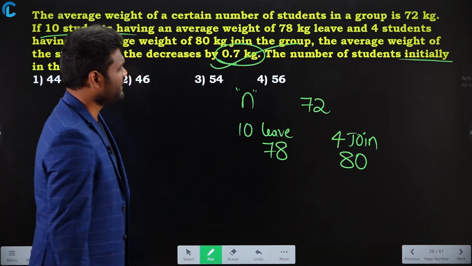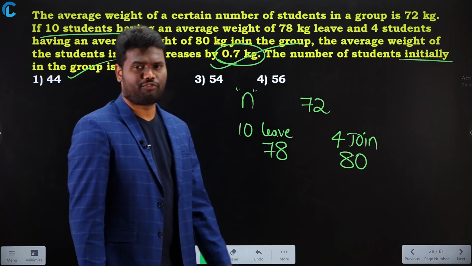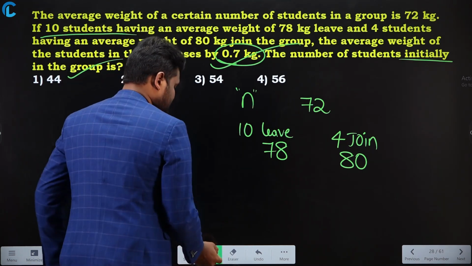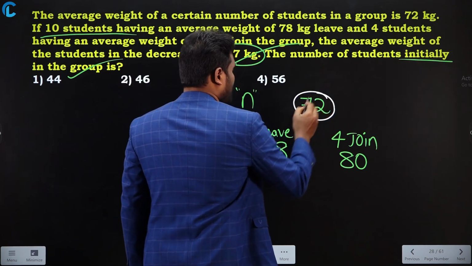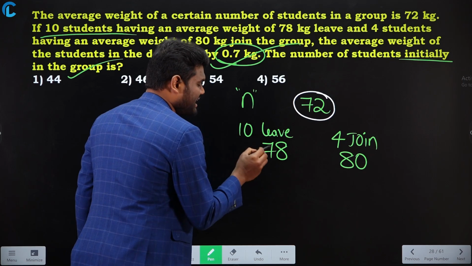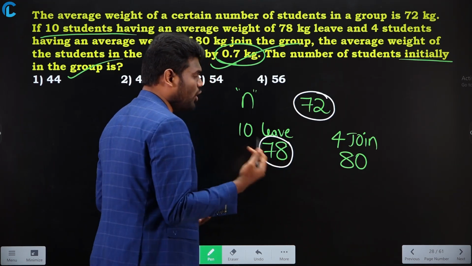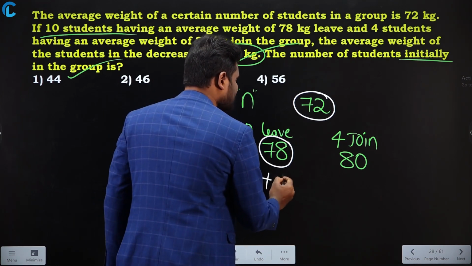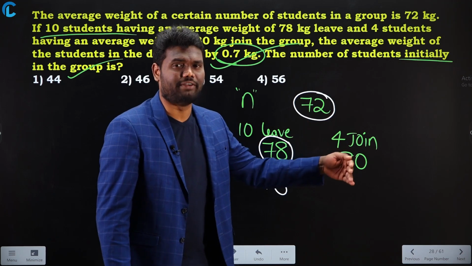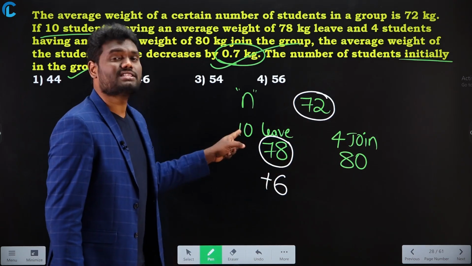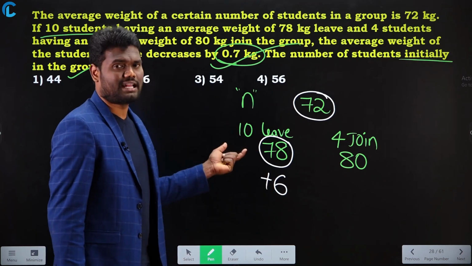Now your question is to find the number of students initially, which means you are supposed to find the value of n. Okay, let us calculate this. If you observe here, initial average is 72, but when 10 students are leaving, what happened? They are going with 78, which is more. How much more? 6 more. They are taking 6 extra and they are leaving. How many students are leaving? 10 such students are leaving.